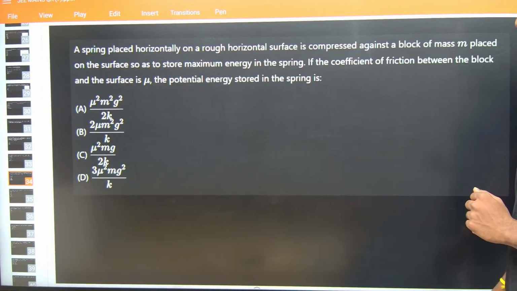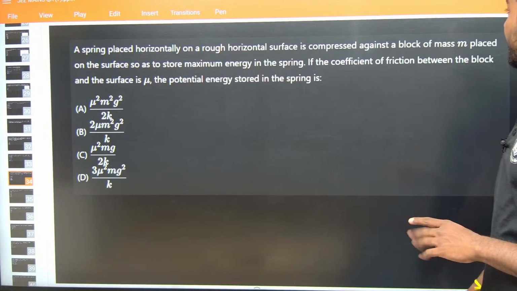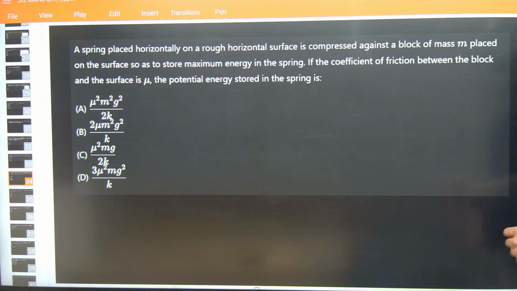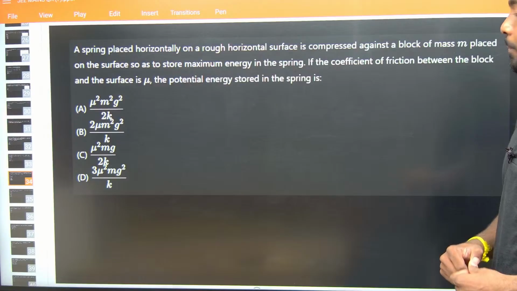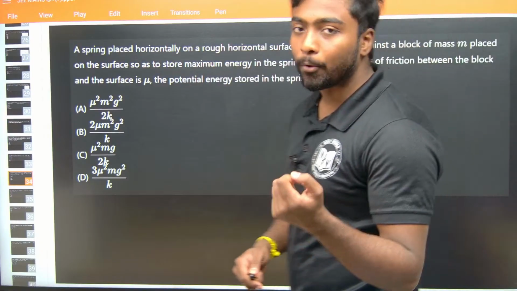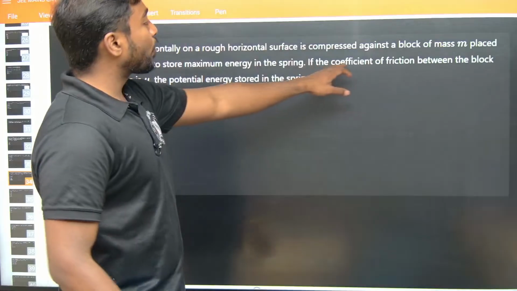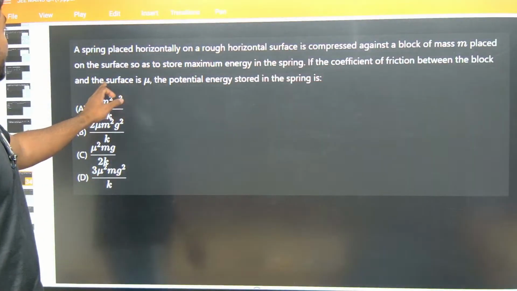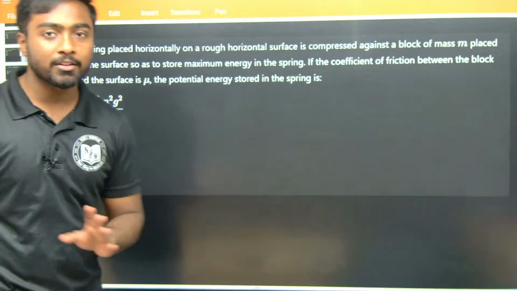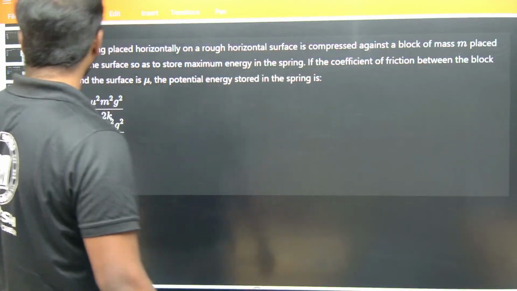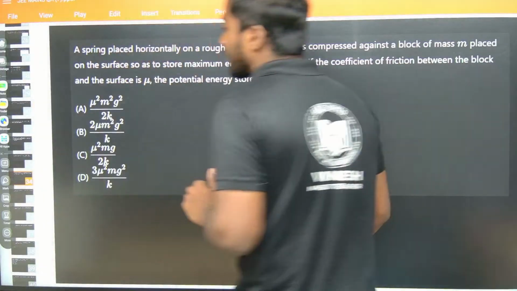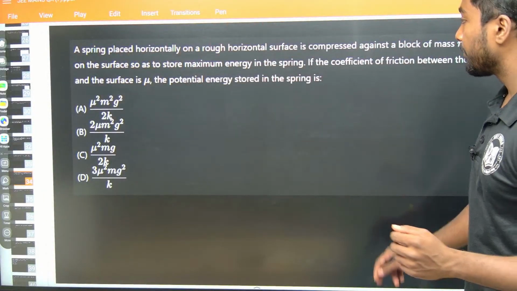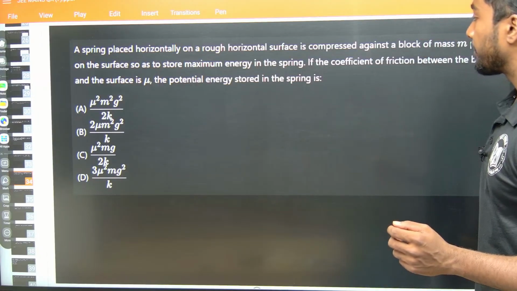A spring placed horizontally on a rough horizontal surface is compressed against a block of mass m placed on the surface so as to store maximum energy in the spring. Storing maximum energy means potential energy, right? If the coefficient of friction between the block and the surface is mu, the potential energy stored in the spring is? I will first write the potential energy formula, and then we will write the given terms in the equation. Then we can understand what we should write in these steps.